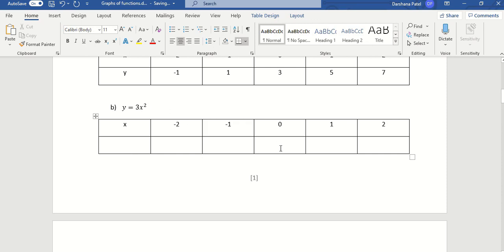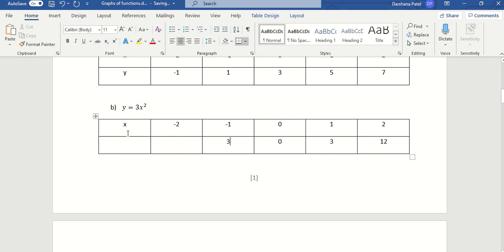So when x is 0, y is 0. When x is 1, 3 times 1 square is 3. When x is 2, 4 times 3 gives us 12. When x is -1, -1 square is +1, times 3 still gives us 3.